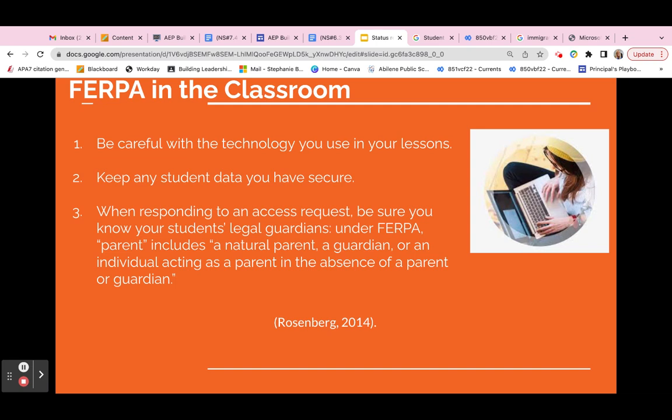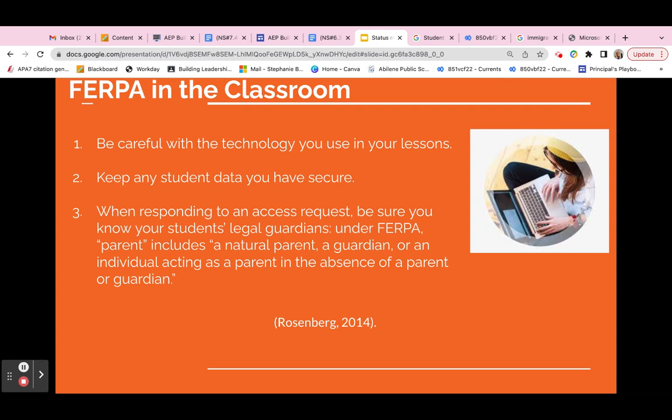So looking at FERPA in the classroom and the impact that you have as teachers and what you need to be thinking about when you are working with students and with student files and within your classroom. You need to make sure you're very careful with technology use in your lessons, as we know that data hacking and identity hacking happens a lot nowadays. So make sure that you're not using websites that require your students to enter personal information unless it has been approved by the school or your school's technology officer.